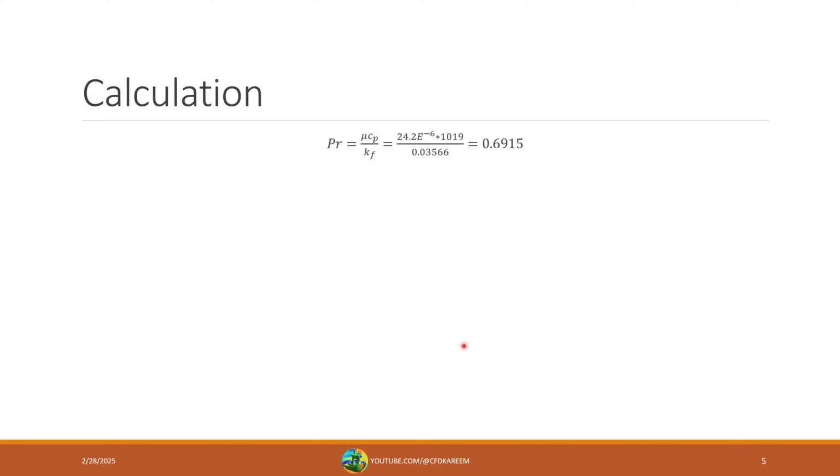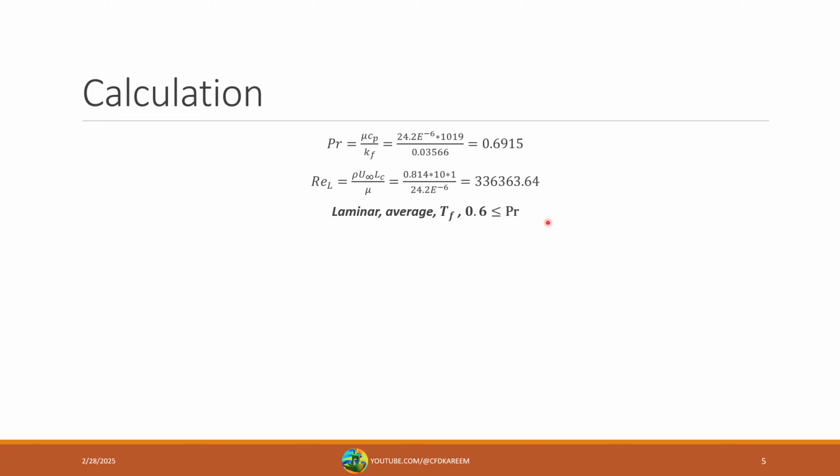So going through our calculation here, the first thing we'll do is calculate our Prandtl number, which is going to be mu Cp, our dynamic viscosity times our specific heat, over k_f, the thermal conductivity of the fluid. And that's going to give us a Prandtl number of 0.6915. We're also going to calculate our Reynolds number over the length of the plate by taking rho U infinity, our free stream velocity, times Lc, our characteristic length, over mu, again the dynamic viscosity. And that's going to give us a Reynolds number of approximately 336,000.